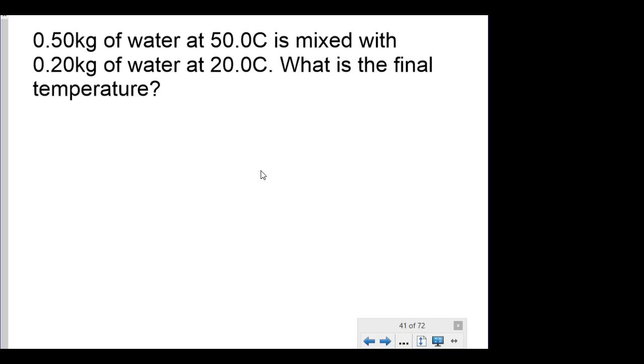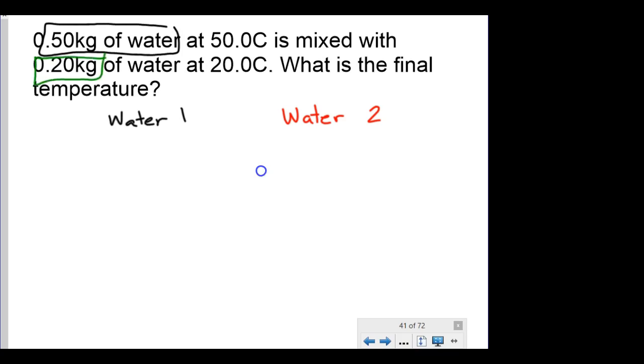Because we have 2 different things of water, I'm going to call one water 1, and the other one water 2. Now, in terms of which one is which, it doesn't really matter, as long as we're consistent. So I'm going to propose that since we start off with 0.50 kilograms of water, that this is going to be number 1. The second sample is going to be number 2.